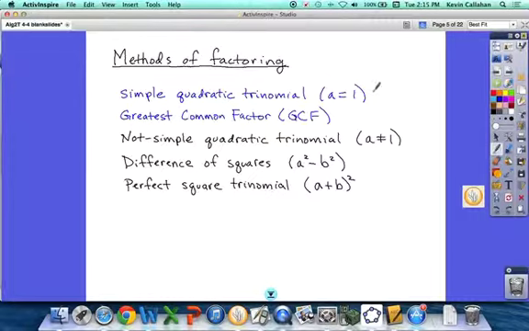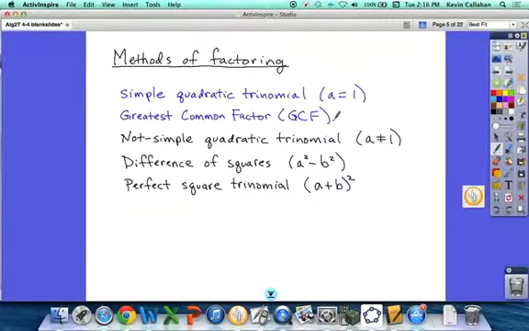So we'll do this thing which I'm calling simple quadratic trinomial. I call it simple. It's not in the book. They don't call it simple. I've never seen anybody else do that, but I call it simple quadratic trinomial because the a is 1. The leading coefficient is actually a 1. And it makes it a very easy process.